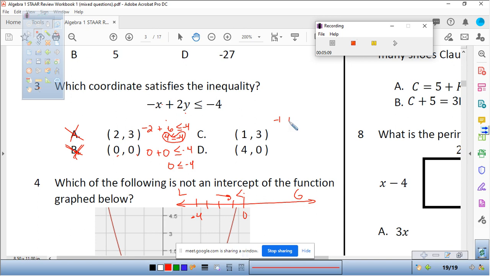Let's try this now real quick. I'm going to have a negative 1 plus 2 times 3, less than or equal to a negative 4. This gives me a negative 1 plus 6 is less than or equal to a negative 4. I don't think that one's right. That one's out because it gives me 5 is less than or equal to a negative 4. This one gives me negative 4 plus 0 is less than or equal to a negative 4, which is what I thought I had over here. Negative 4 is less than or equal to a negative 4. So my final answer would be D.